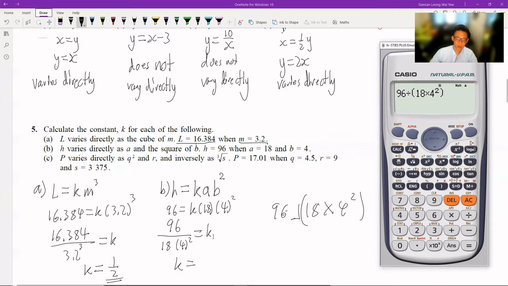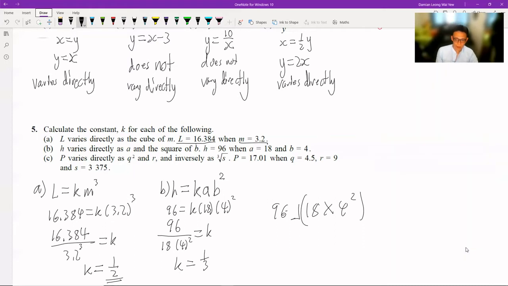But if you're using fraction, then you can key in exactly like this. So it's 1/3. Okay. K value is 1/3.